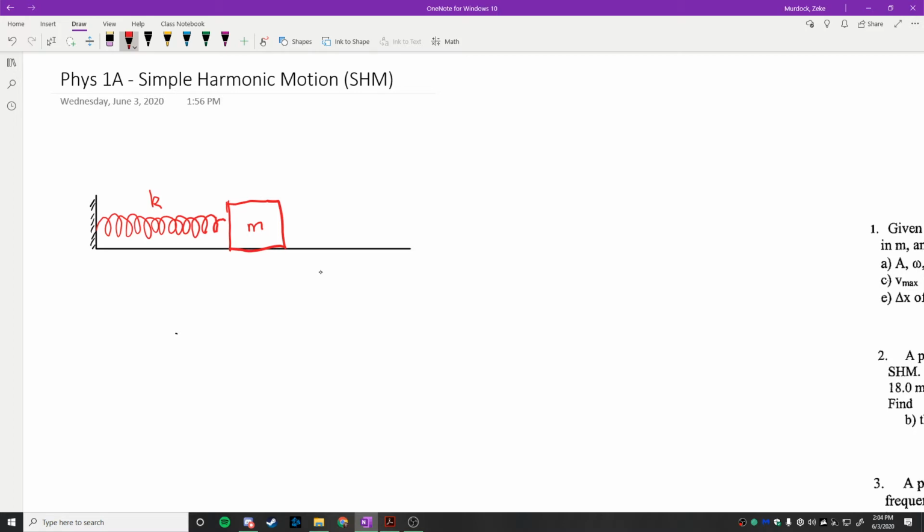Okay, so mass attached to a spring, right? It's what we call a Hooke's law spring. And that is a spring such that it has what we call a restoring force, F sub s, the force of the spring, that's equal to negative k multiplied by x.